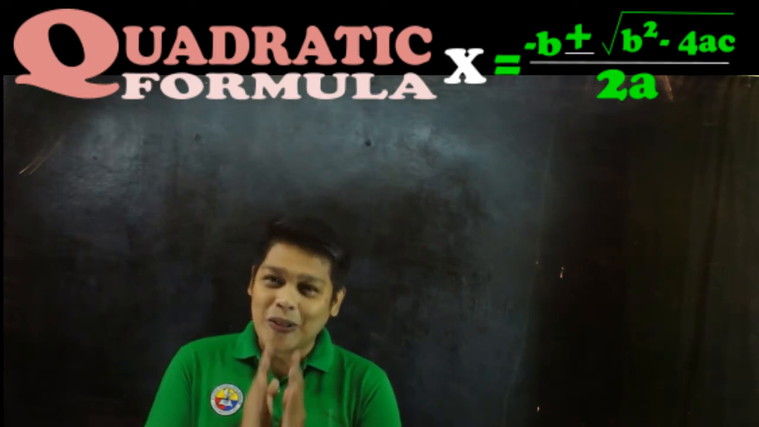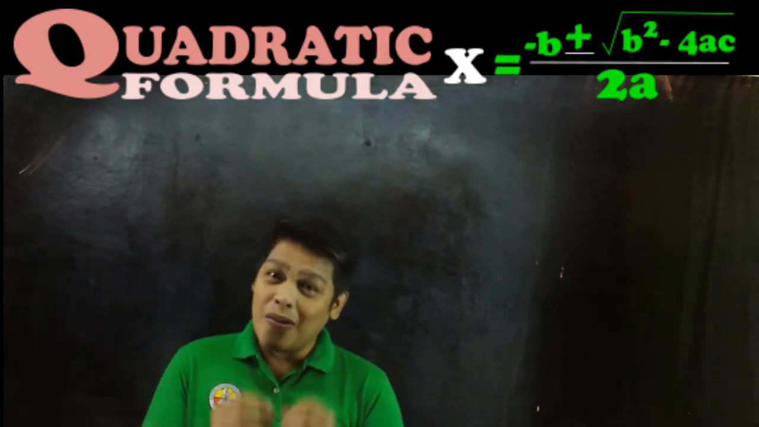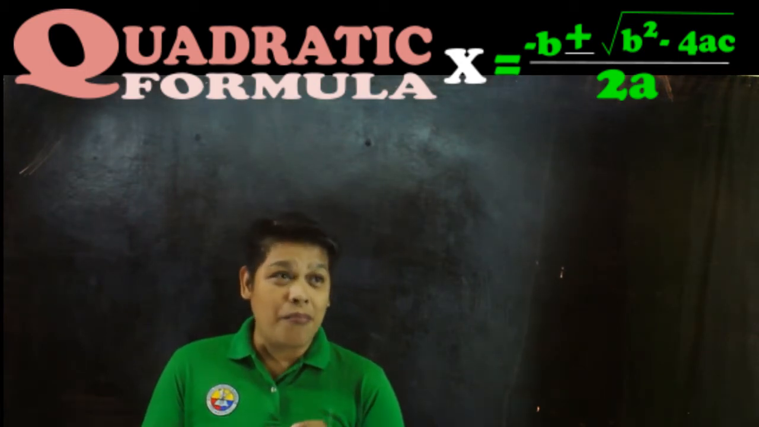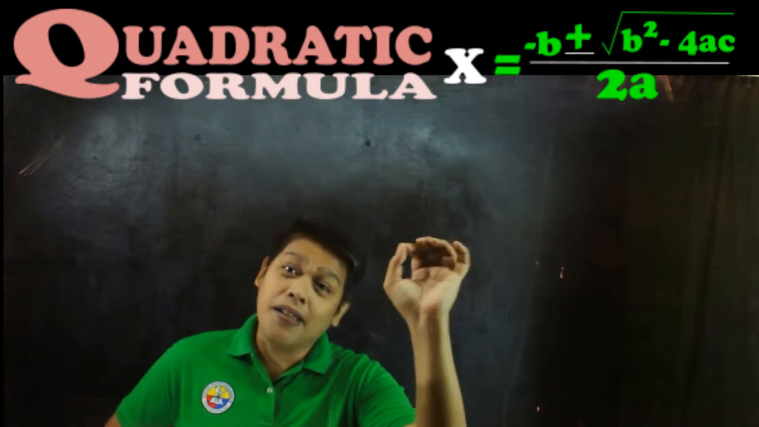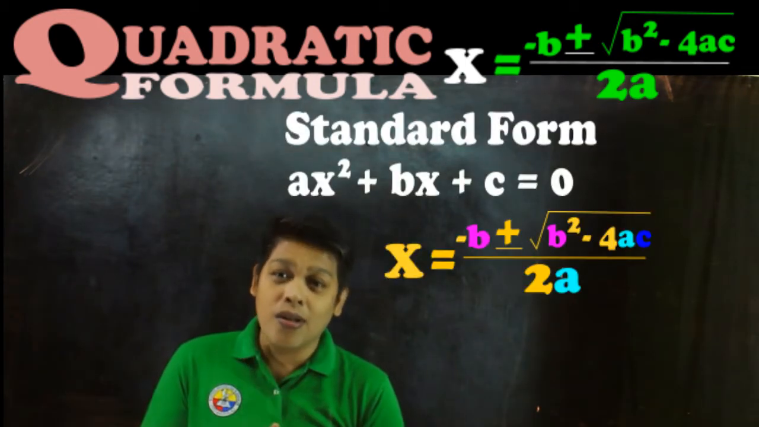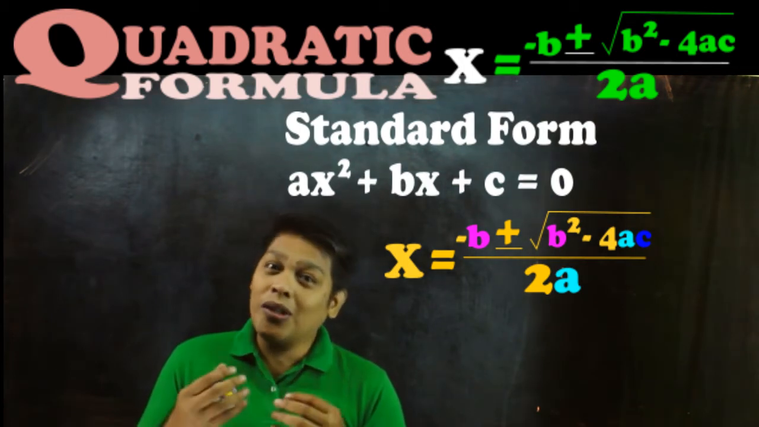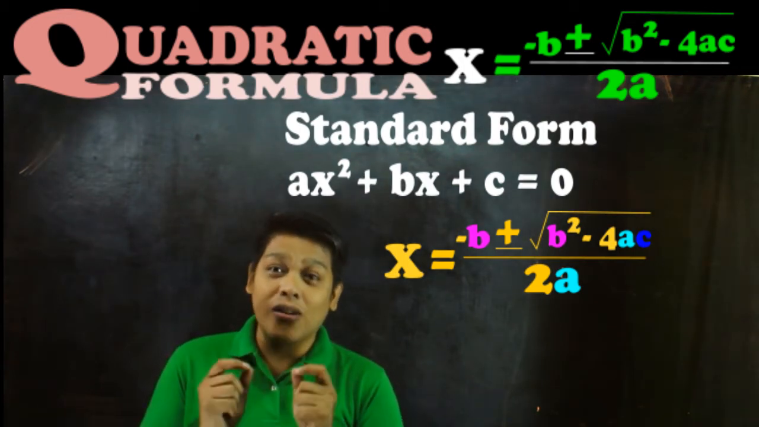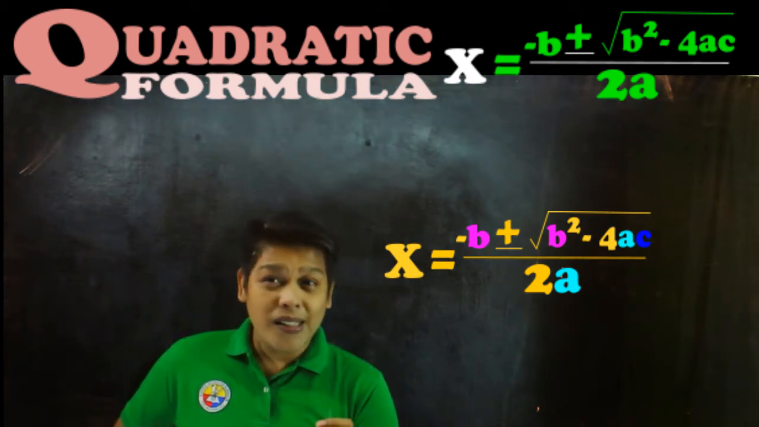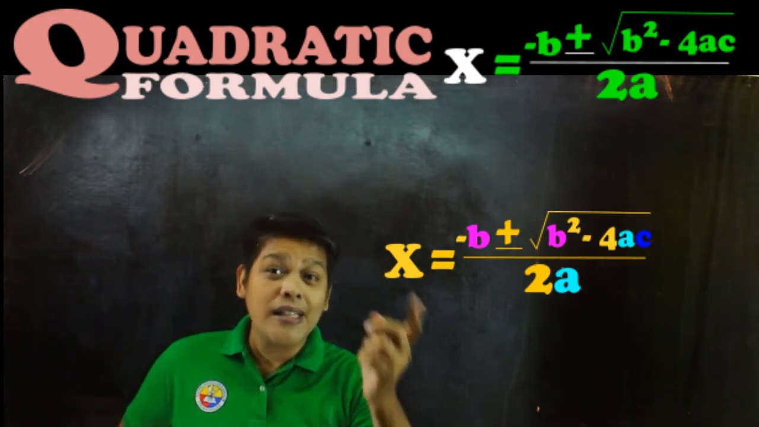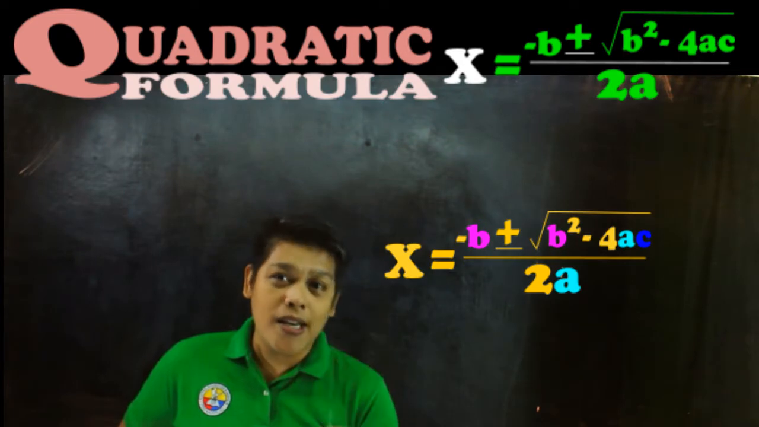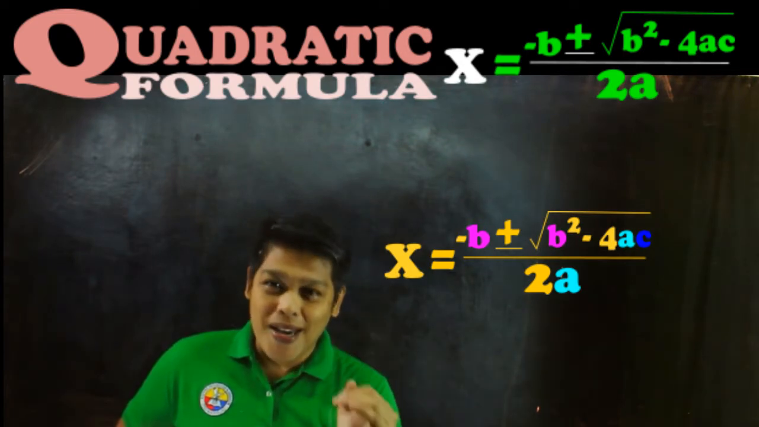So for today's topic, we will talk about the quadratic formula. I will create a separate video about deriving the quadratic formula from the standard form. I have a separate video on this. But today, we will talk about solving the quadratic equation using the quadratic formula. So what is our quadratic formula? x equals negative b plus or minus square root of b squared minus 4ac over 2a.